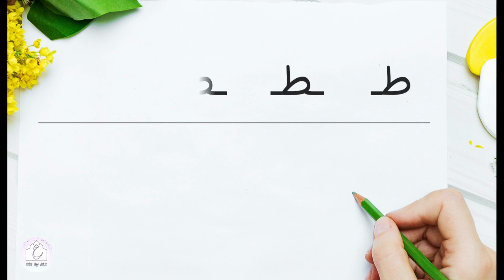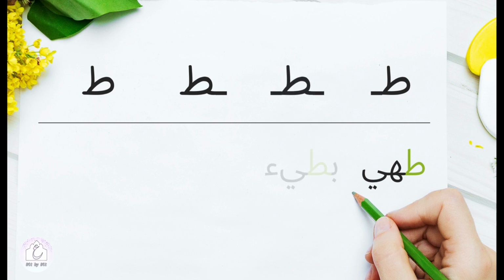In summary, ta has four forms, depending on its position in a word and whether it's preceded by a non-connecting letter or not. There is the initial position, the medial, final, and the isolated form.